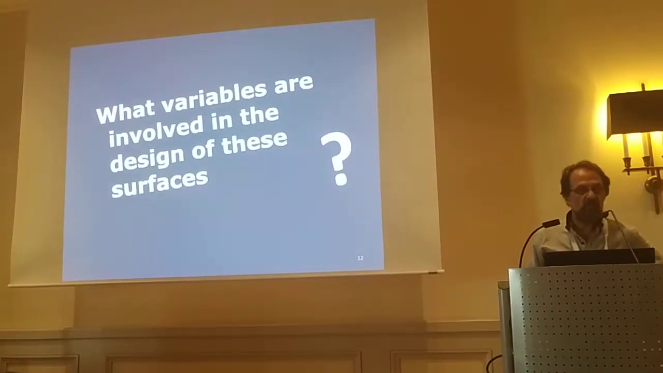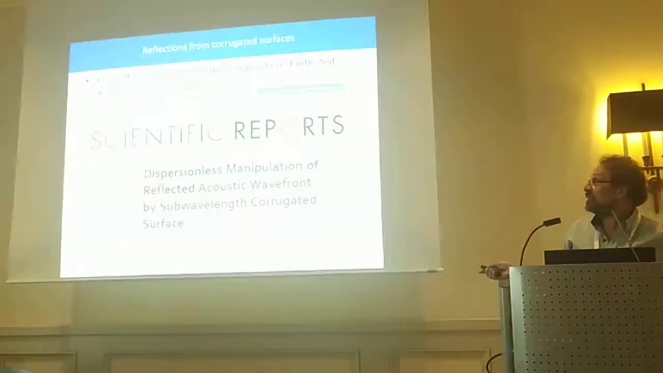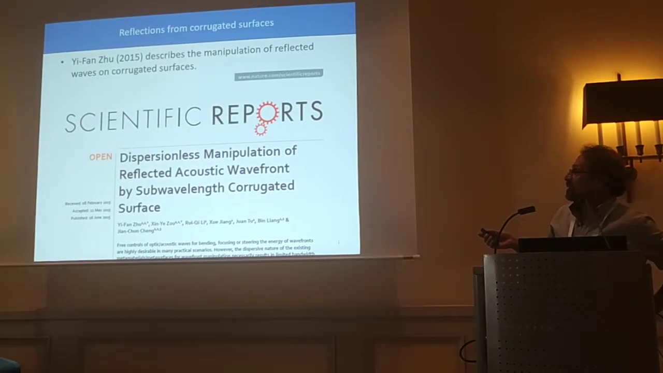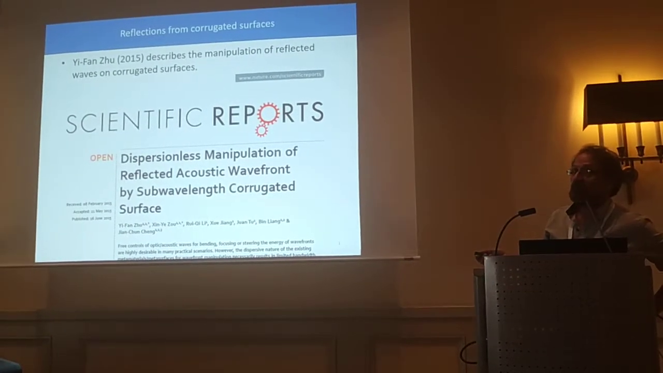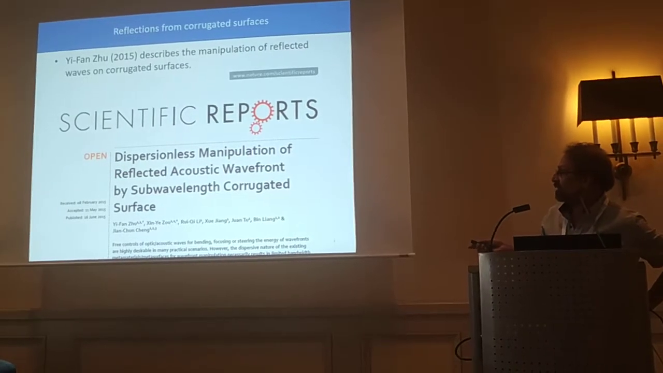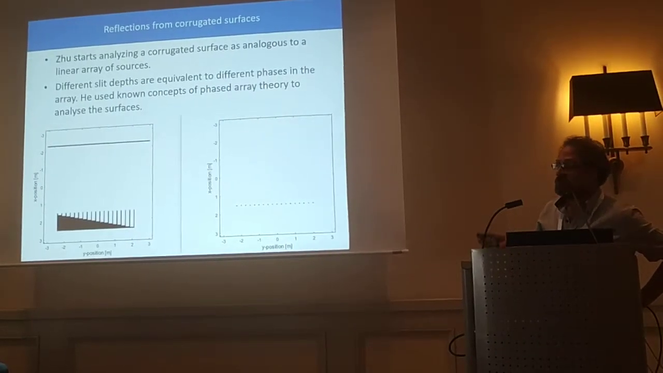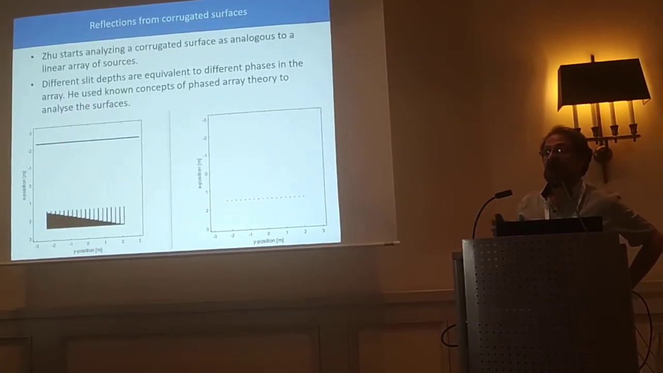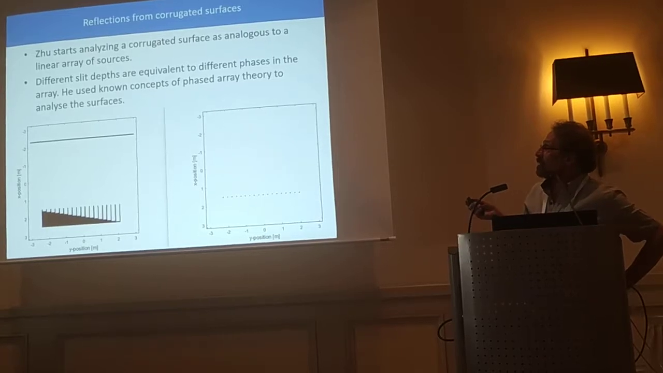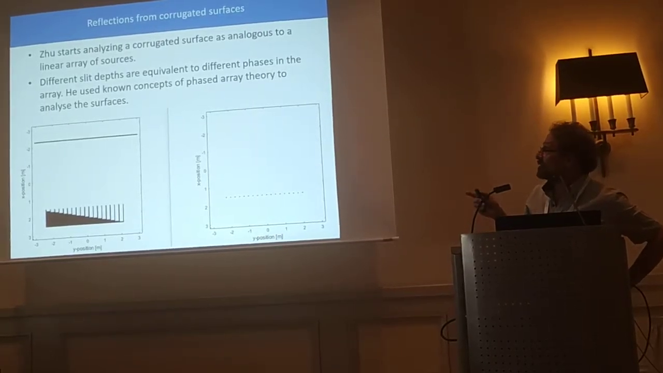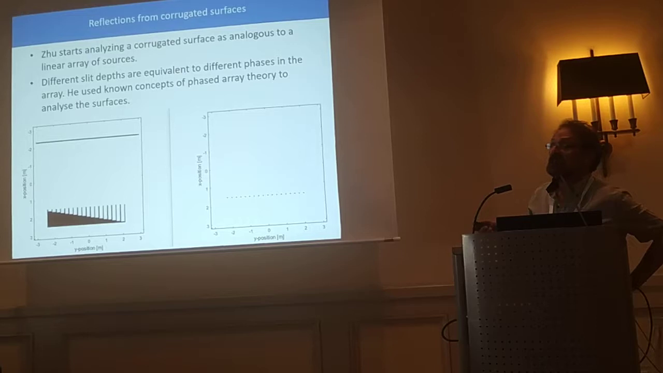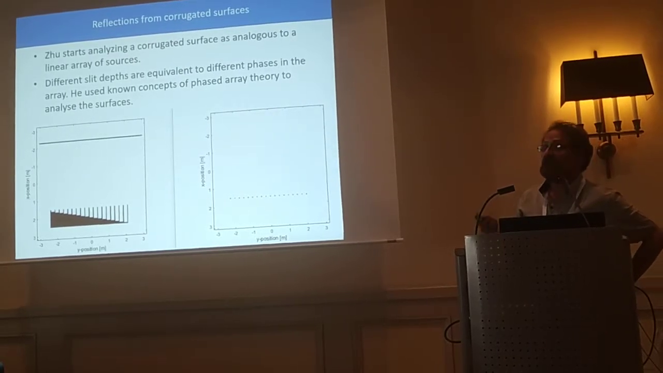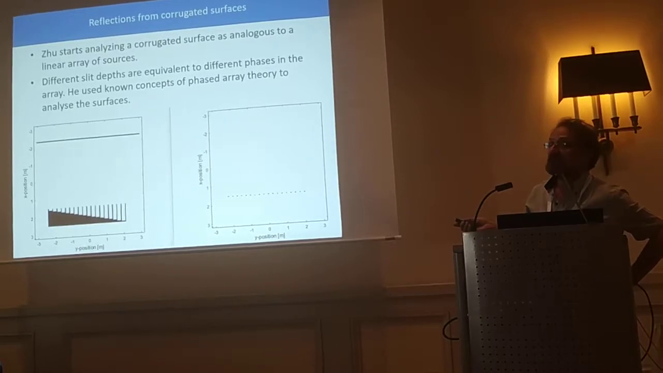What variables are involved in the design of these surfaces? We took as a basic work this paper of ICA 2019 to start analyzing corrugated surfaces as analogous to a linear array. Different slit depths are equivalent to different phases in the array. Then he used known concepts of phased array theory to analyze these surfaces.